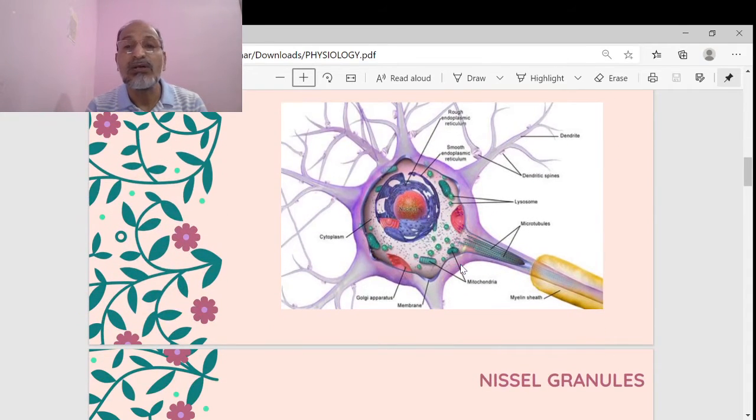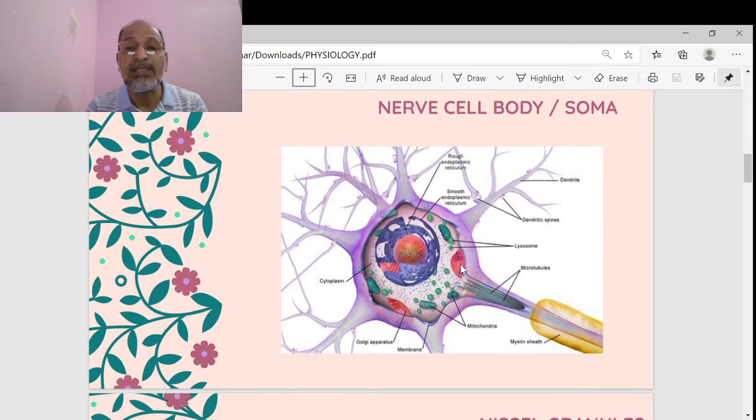Now, this is one part of the neuron, the cell body or the soma. It has a rough endoplasmic reticulum and a smooth endoplasmic reticulum. The difference is the presence of granules, the RNAs, over the reticulum. Then you have cytoplasm inside the cell body, and a Golgi apparatus within it, and the whole cell body is surrounded by a cell membrane.